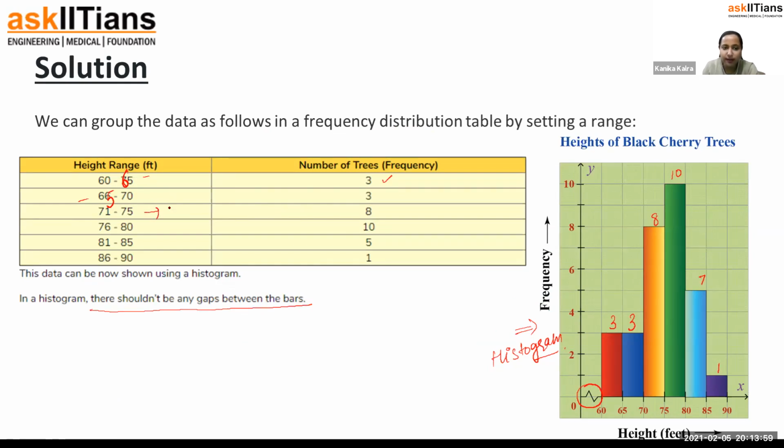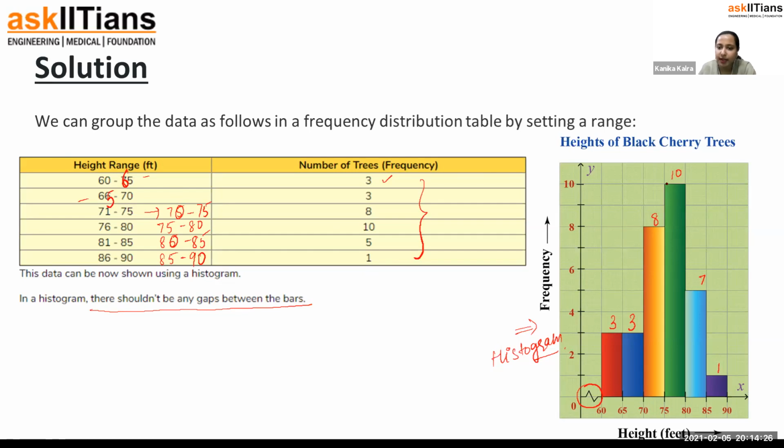Then next would be 70 to 75. Then you have 75 to 80. Then you have 80 to 85. Then you have 85 to 90. Then these values will automatically change, and hence the graph would be a little bit different. I hope you can draw the graph with the values which we discussed.